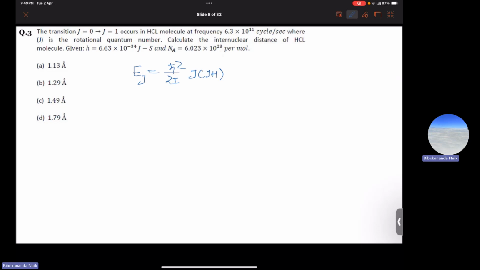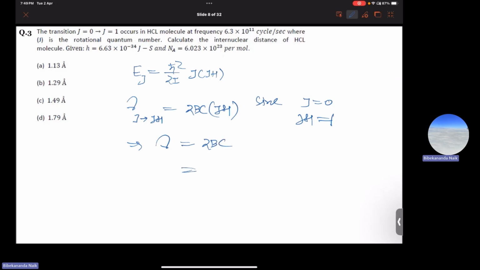So the transition corresponds to a frequency. The transition occurs from J to J plus 1, and this is 2BC(J plus 1). So since J equals 0, J plus 1 will be 1, and the frequency will be 2BC. And this frequency is given in the question, and the value is 6.3 into 10 to the power 11 cycles per second.